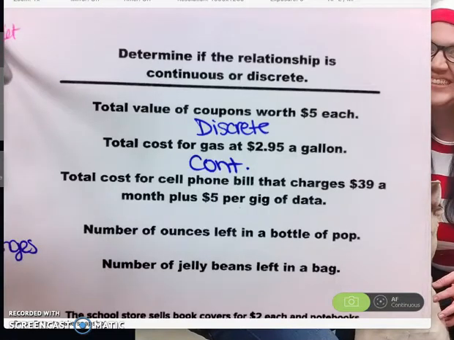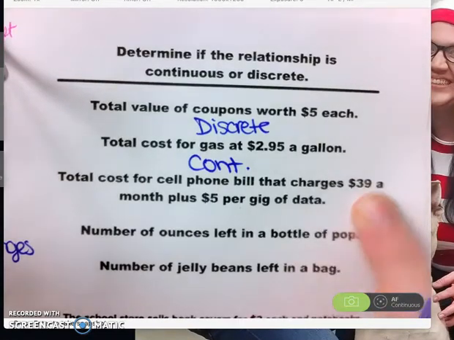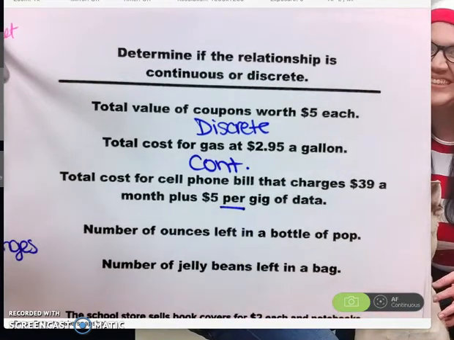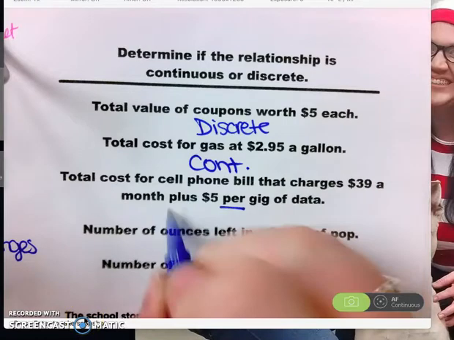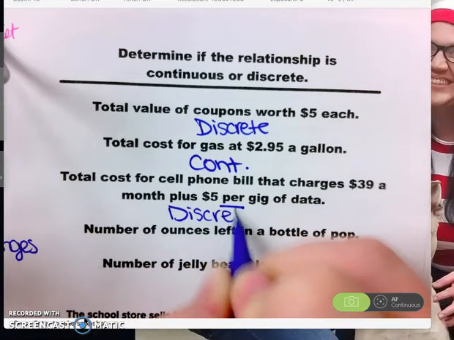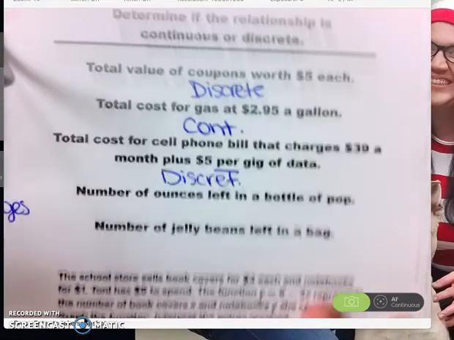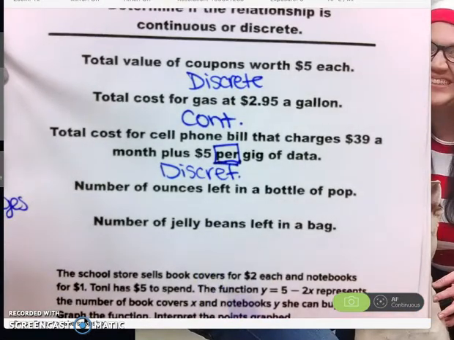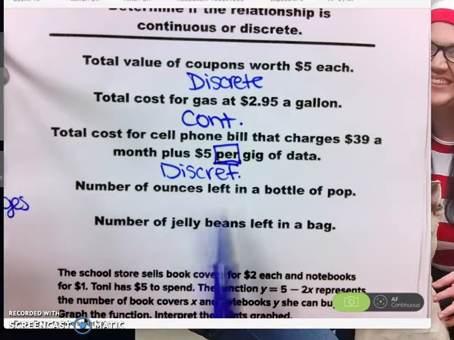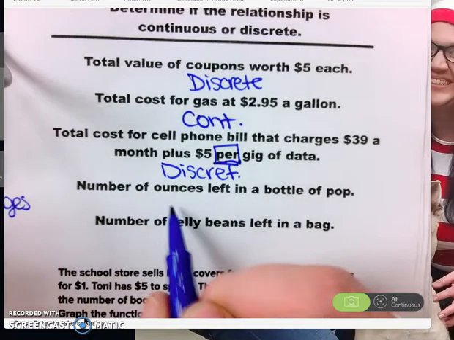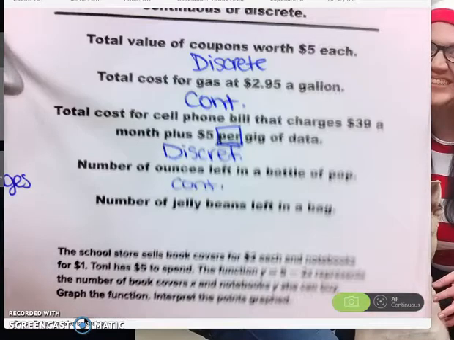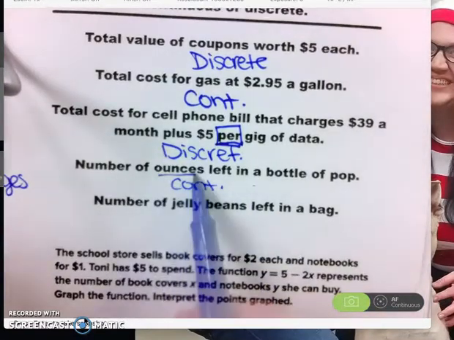Total cost for cell phone bill, charges $39 a month, plus $5 per gig. Okay, it's per gig, so it's going to be discrete. And if you're unsure, if it says per, it's going to be discrete. Number of ounces left in a bottle of pop, it's going to be continuous. But number of jelly beans, because you can have partial ounces.